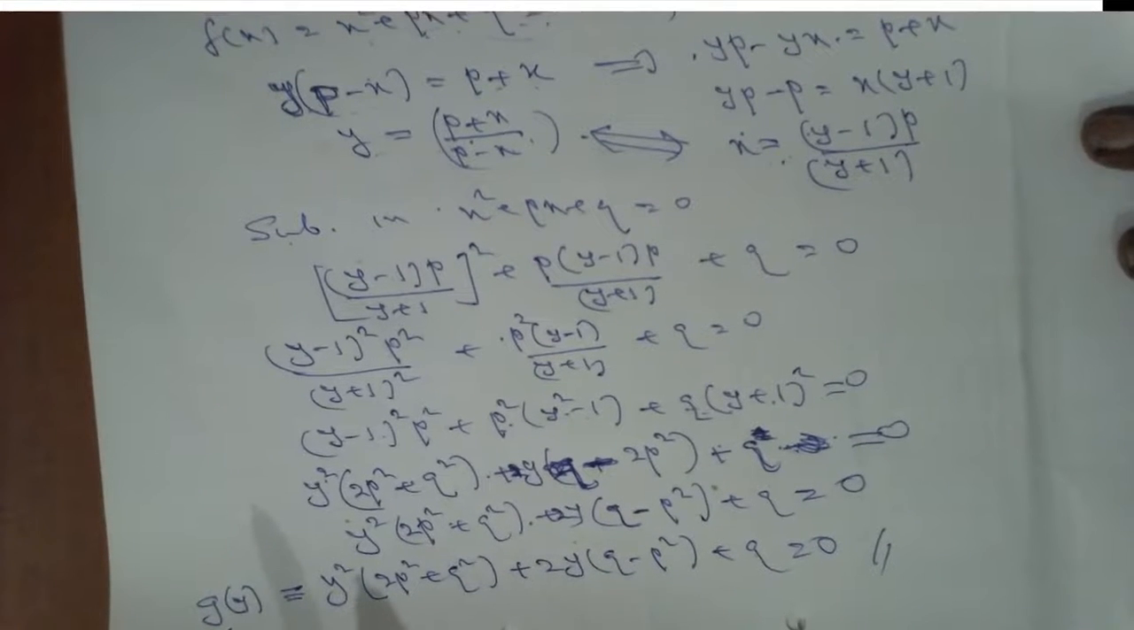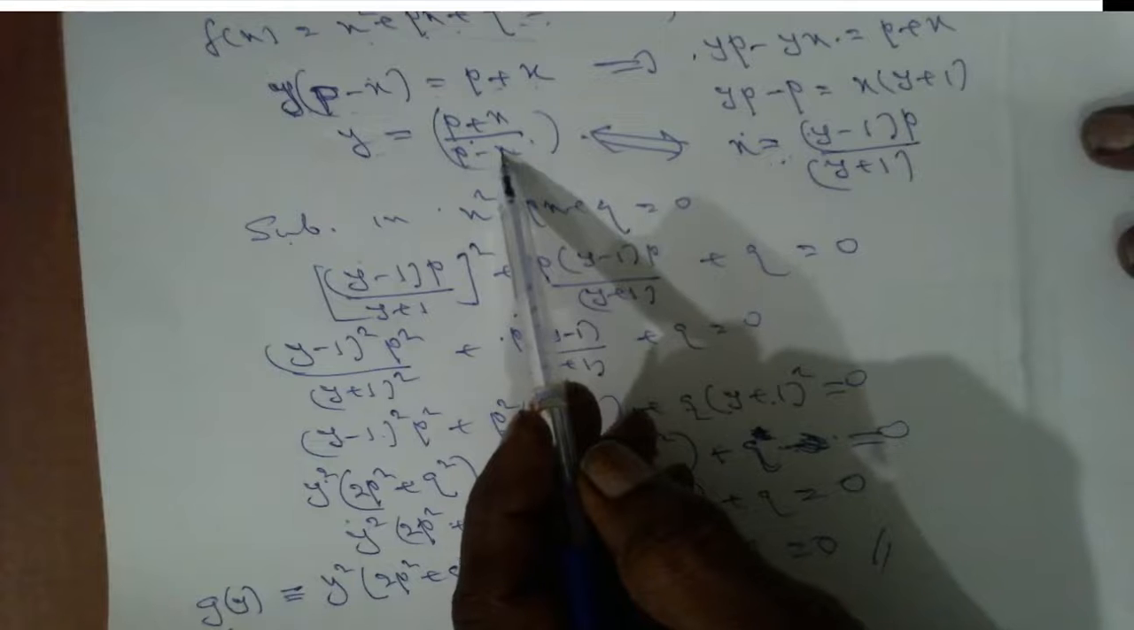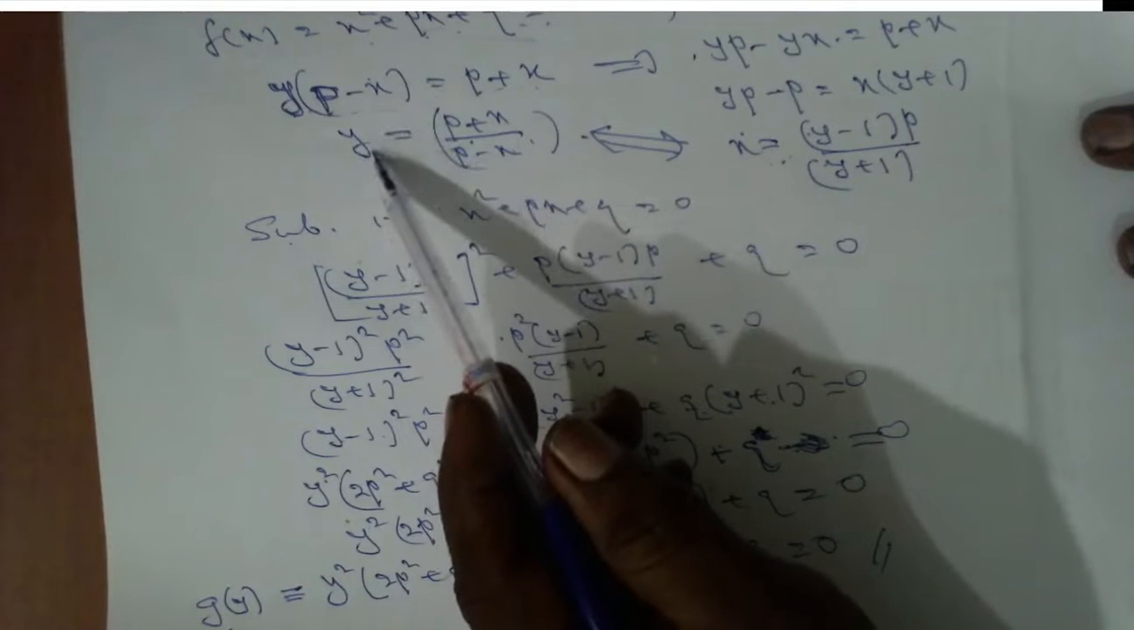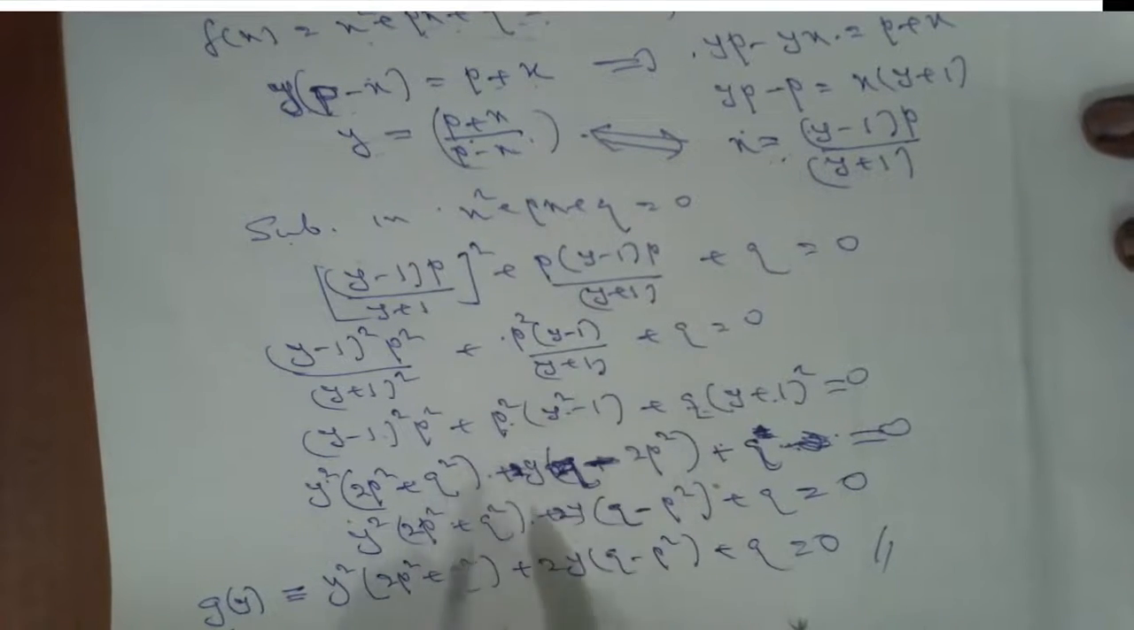So what are the values of x? Alpha and beta. Yes. Then you can find the values of y now. The values of y mean the roots of this equation.